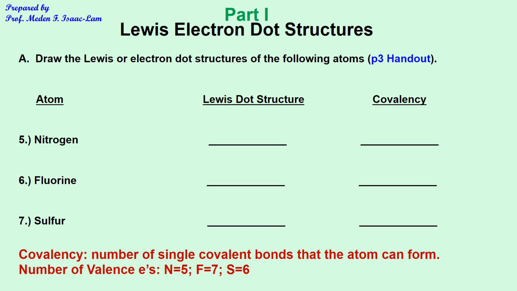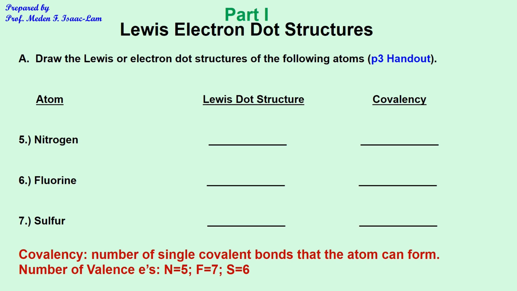Next example, fluorine. You will have the symbol F, and fluorine has 7 valence electrons. Therefore, you are going to distribute 7 electrons on the 4 sides. So one side will have 2 dots, the other side 2 dots again, and then the third side another 2 dots, and then the fourth side only 1 dot unpaired. Therefore, the covalency will be 1. It's the same as hydrogen because hydrogen will only form 1 bond. The same thing as fluorine. 1 bond, therefore covalency is 1.